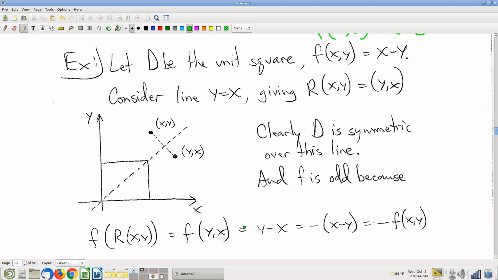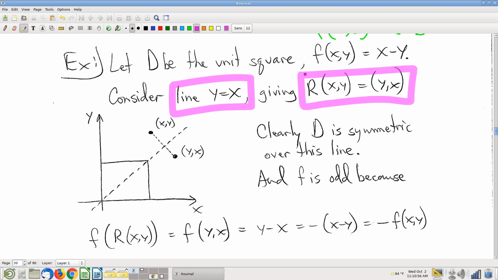So here's the rules. What you have to do if you want to use symmetry, you have to tell me, first of all, you have to indicate what the line is. You have to show me what the formula for the reflection is. You have to give me the full calculation to show that the function has odd symmetry. And you have to assert and be correct that the domain is symmetric over the same line. You don't have to prove that the domain is symmetric. That's usually geometrically just a matter of, well, look at it. Right? So that's fine. But you do have to assert it, and you do have to be correct.